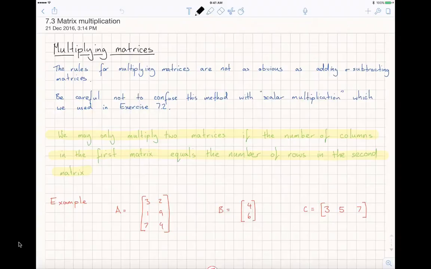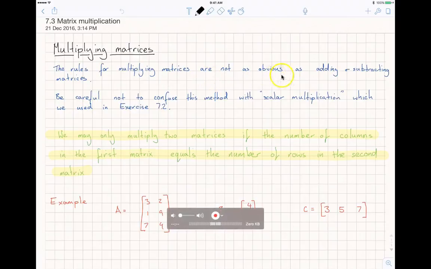So this exercise focuses on just purely multiplying matrices. Now, the rules for multiplying matrices are not as obvious as adding or subtracting matrices. So also be very, very careful not to confuse this method with the scalar multiplication, which we used in exercise 7.2. So it's different. So remember, anything highlighted, that's the important stuff. That's the stuff that I would be putting in a summary book.